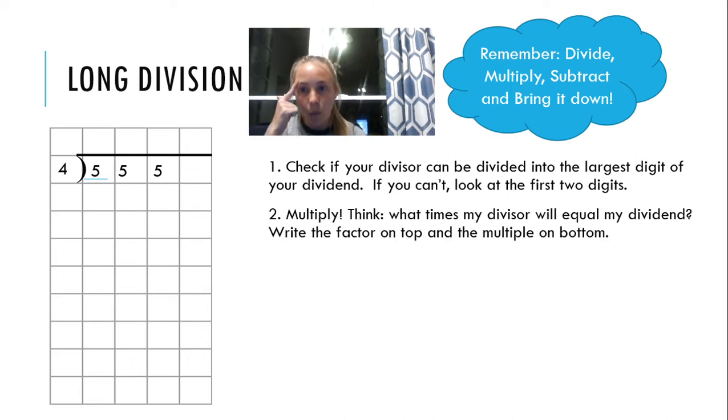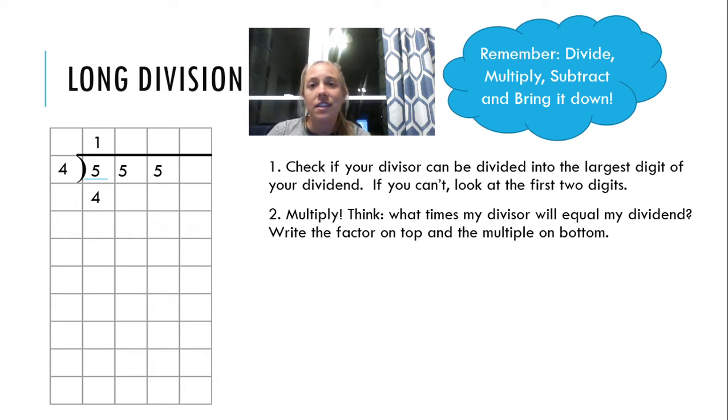I need to think what times my divisor is going to get me as close as possible without going over that number. So I need to think 4 times what is going to get me as close to 5 as I can get. It's going to be 4 times 1, because 4 times 1 equals 4, which is very close to 5. And if I did 4 times 2, that would equal 8, and that would be going over my number, which is 5. So I'm going to do 4 times 1. Remember that your factor goes on top, where the quotient goes, and your multiple goes on bottom. So I'm going to do 4 times 1 equals 4.